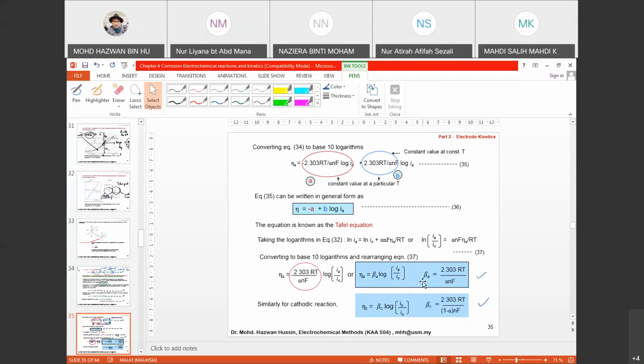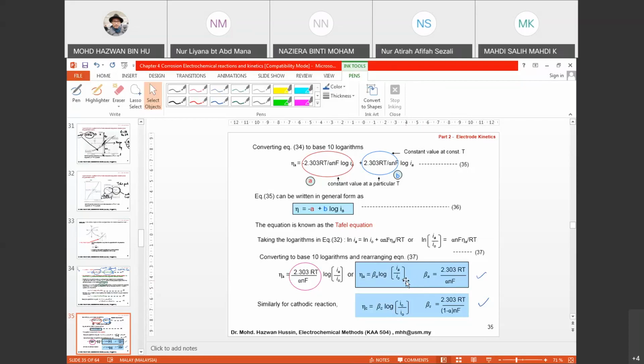This is the second equation that I want you guys to know how you can derive. So as I said, in your homework, you should write how you can derive the Butler Volmer equation, and also how you can derive the Tafel equation. Any questions so far? Anything that you are not sure?